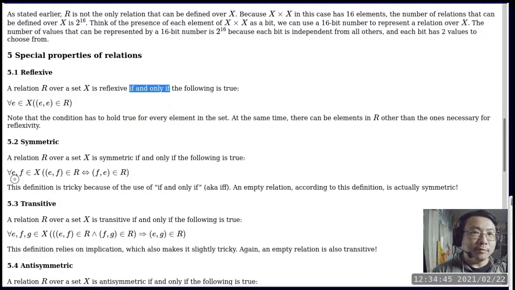So the quantified expression is a little bit different. For all E, F in X, (E,F) in R if and only if (F,E) in R, is how we qualify whether a relation is symmetric or not. So this is where we're going to run into some really, I would say, initially counterintuitive sort of stuff.